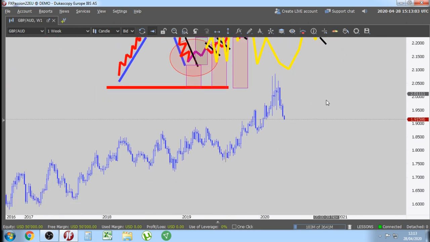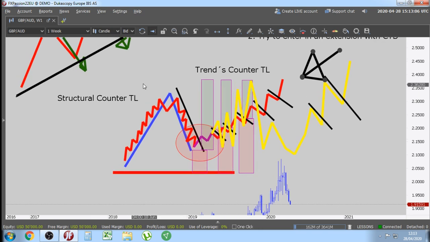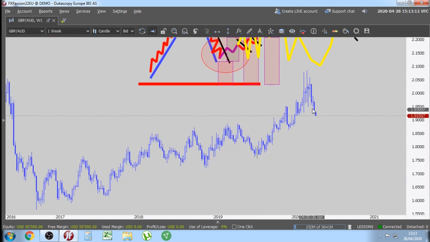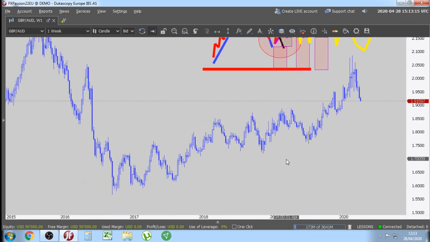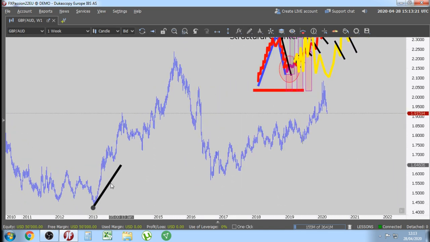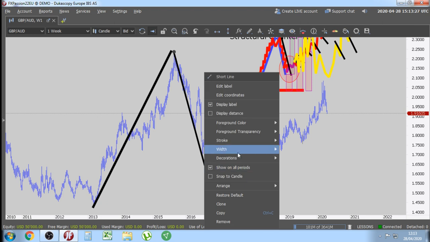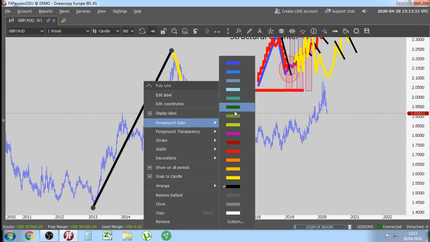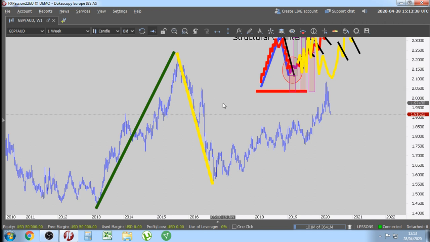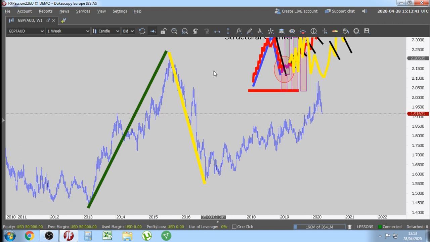Now, we are talking about structural counter trend lines, and we are talking about trend counter trend lines. So this is the GBP CAD weekly chart. Extension, retracement, let's color code this in different colors, extension, retracement, green. So on the GBP CAD weekly chart, the structural counter trend line is this one.